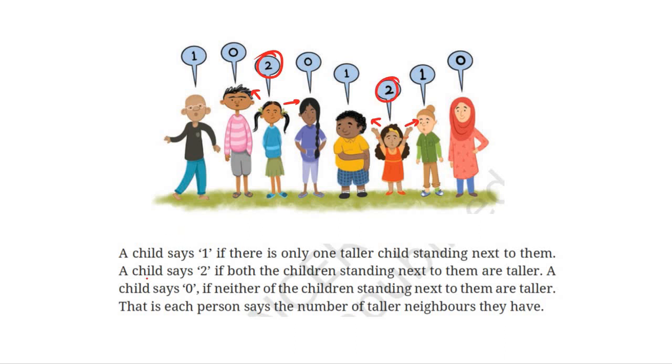Next, you see, a child says 0 if neither of the children standing next to them is taller. Say for example over here. See, she is saying 0 because this boy is not taller, rather shorter than her. Okay, so that's the logic. So each person says the number of taller neighbors they have.